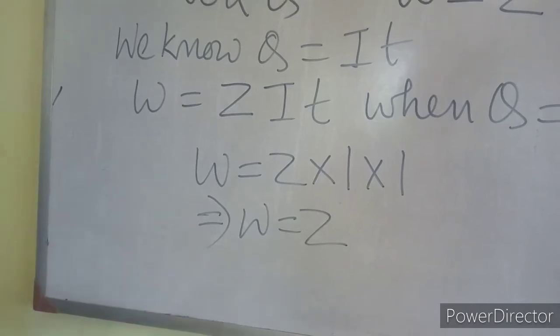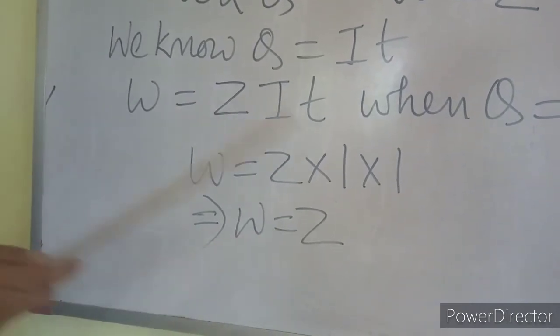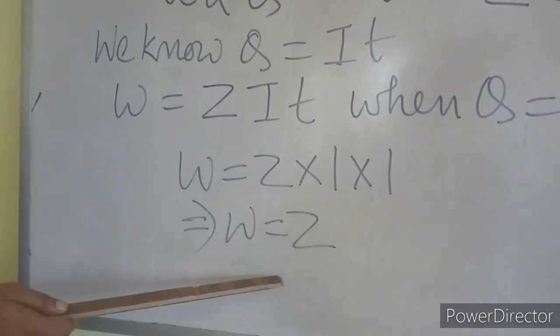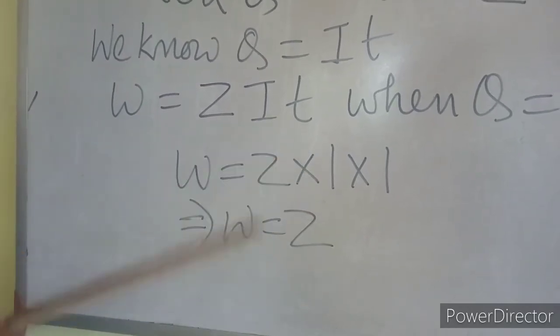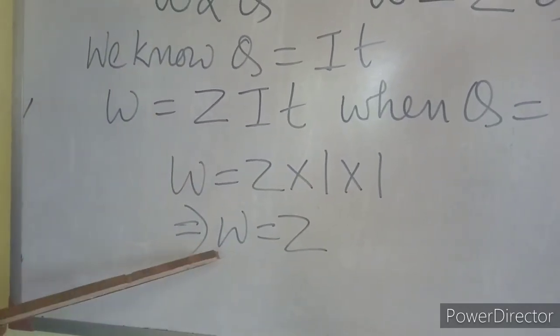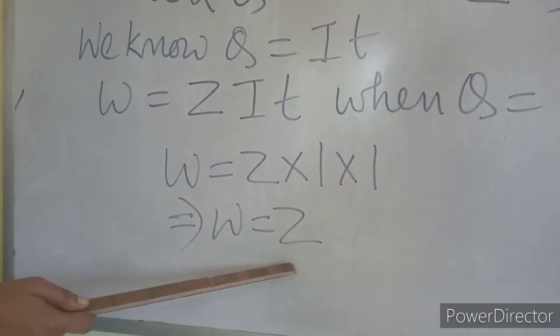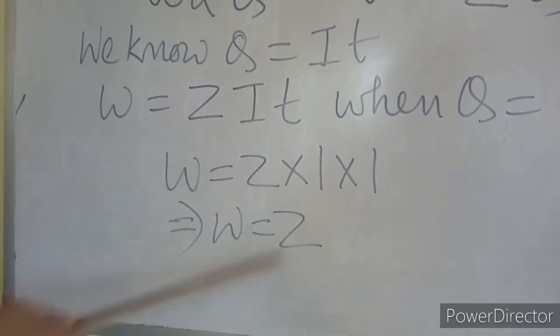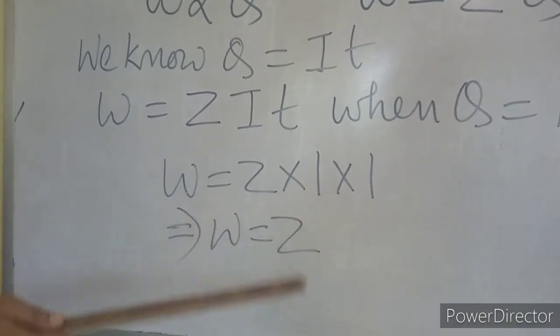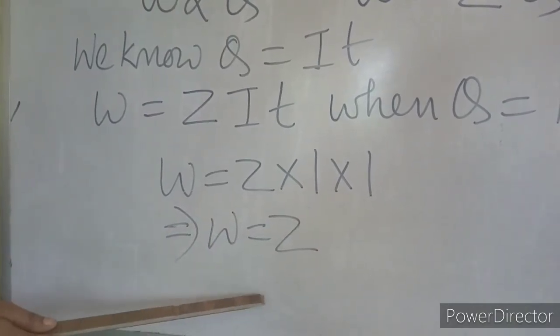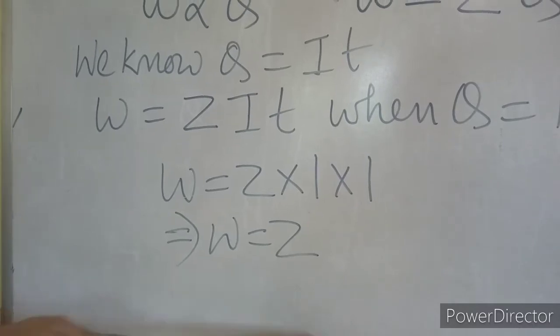In other words, when 1 coulomb of charge is passed through the electrode, the amount of substance deposited or liberated is equal to the electrochemical equivalent. So if I calculate it, I can get the value of Z. This is all about the first law of Faraday's electrolysis.